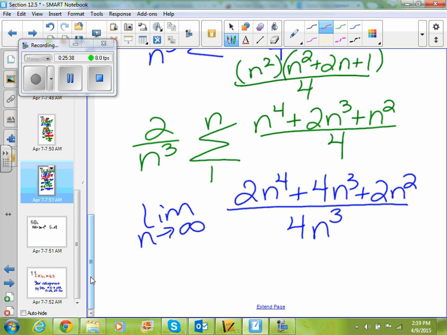Does that make sense, Kira? Kind of. Like if I push this all back into this equation, then I can get rid of my sum symbol. And then I can just take my limit from there. And then I don't have to worry about finding the sum anymore.